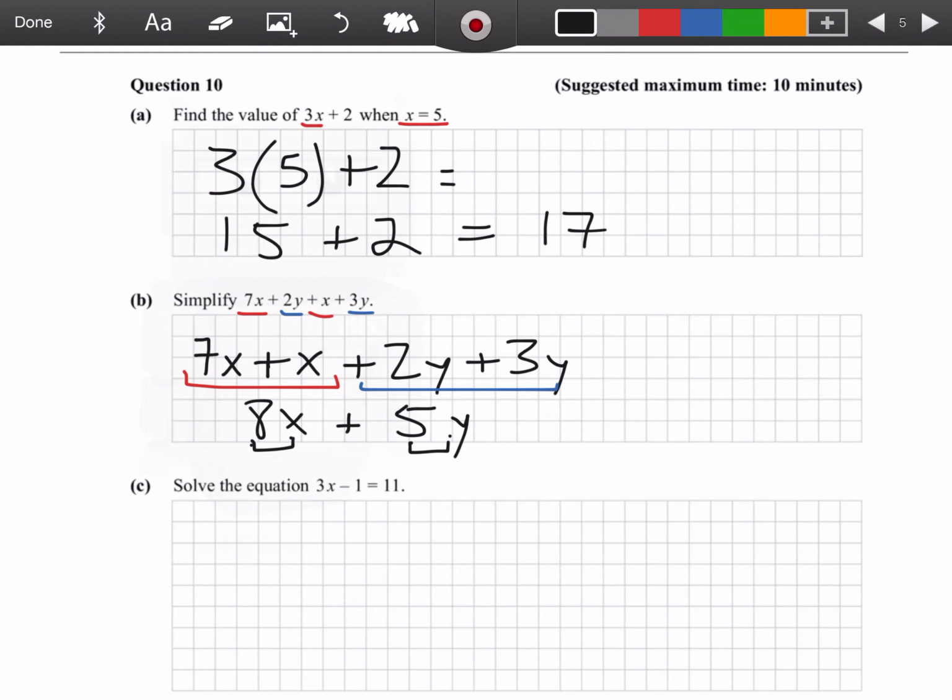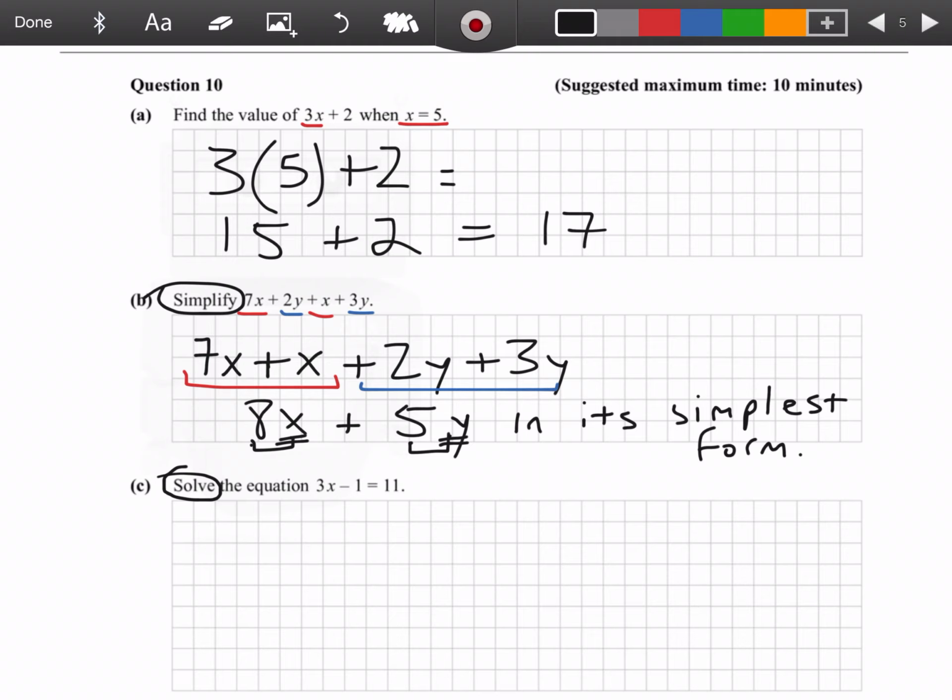Okay, you can see it says simplify compared to the next one where it says solve. I'm not looking for the value of x or the value of y. I'm just writing it in its simplest form. That's all. Alright? And that's all there is to it.